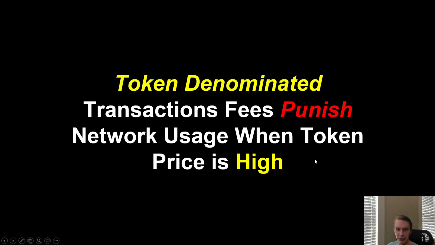Because if you're denominating your transaction fees by your token like AVAX is, you're actually punishing people for using your network when the token price is high. So essentially, the more value that's being put into your network, the more you're disincentivizing people from using it in a high volume type of way. And so essentially what chains like AVAX have decided to do in a way is they're kind of disincentivizing high volume use of their networks.